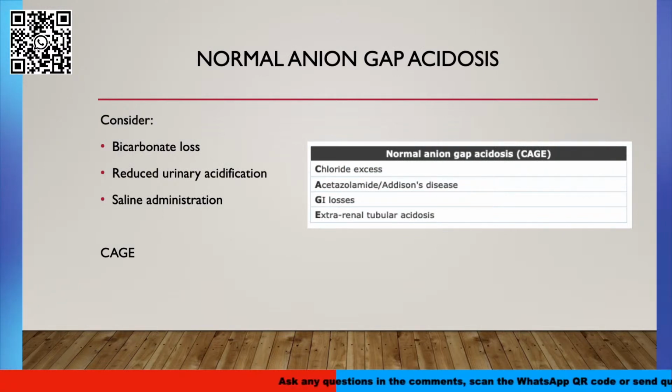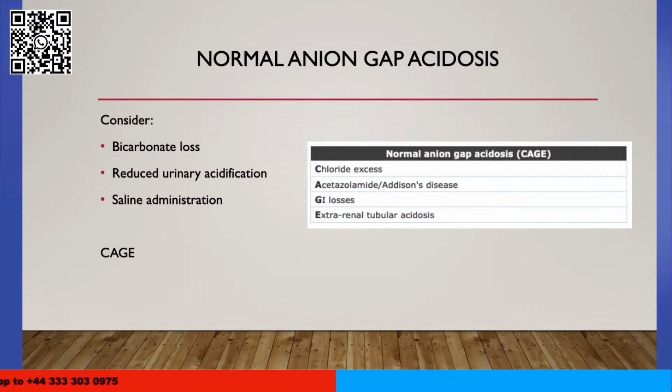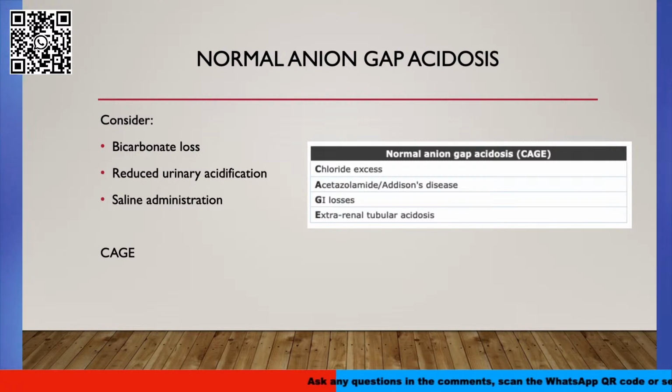You can also have a normal anion gap acidosis, and for this you should consider whether you have bicarbonate loss, reduced urinary acidification, or possibly excess administration of saline. So the mnemonic for remembering these causes is much shorter, and it can be simply recalled as CAGE. So thinking about chloride excess, presence of acetazolamide or Addison's disease, GI losses, or extrarenal tubular acidosis.